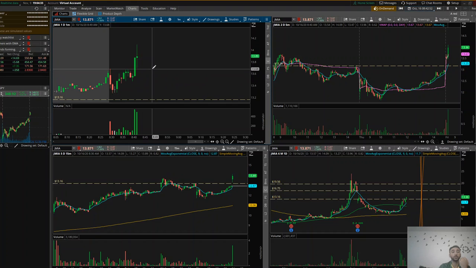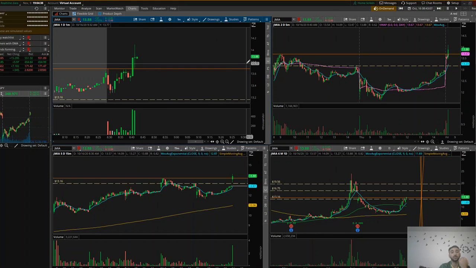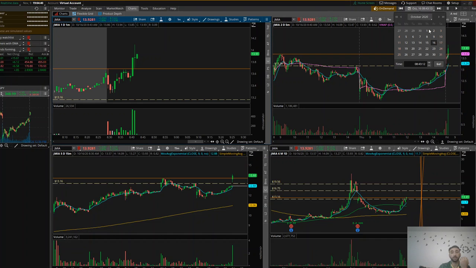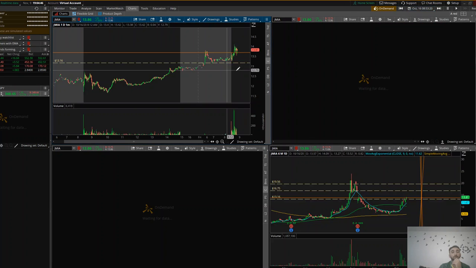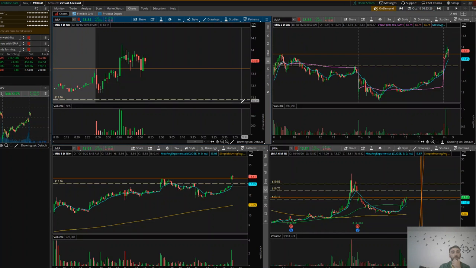Now, what you want to do is you want to get in as close as possible to support. So if it does break, you can get out and take a small loss. Okay, but notice now. So I'm going to fast forward this here. I'm going to show you what happens. So this is what's happening. So now it comes down to support and it's bouncing up. Comes back to support and it's bouncing up again and again.